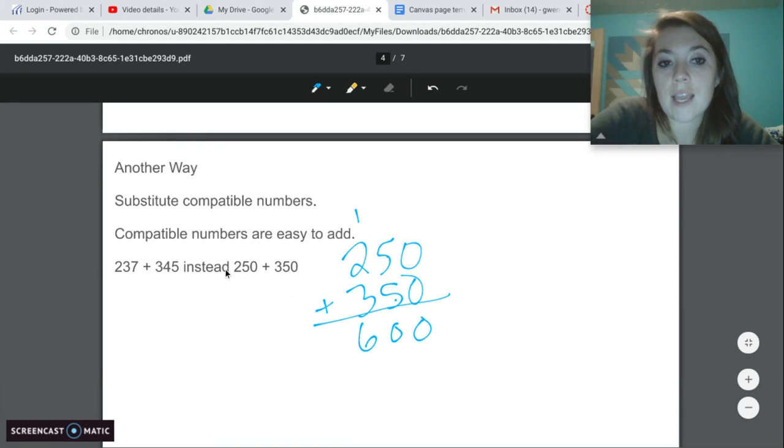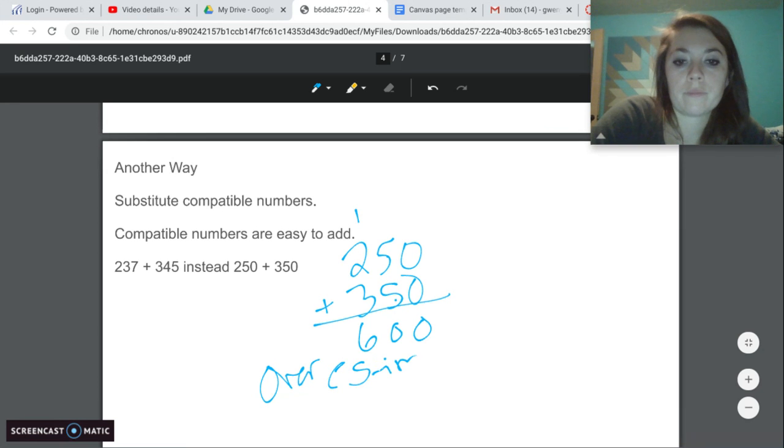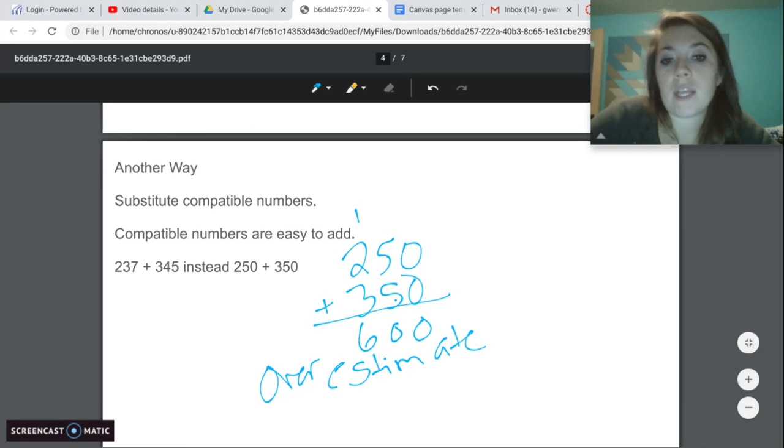Now, in this case, both of our numbers were larger than what they originally were. So this is an overestimate. So that means that in the end, somewhere between 500 and 600 cans is how many they collected in those 2 weeks, because one was an underestimate and one was an overestimate.